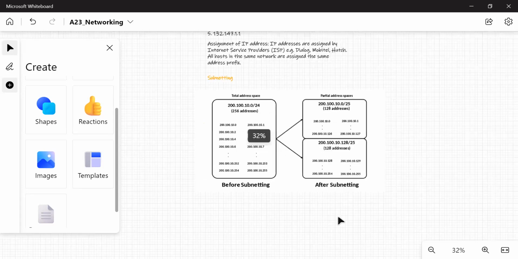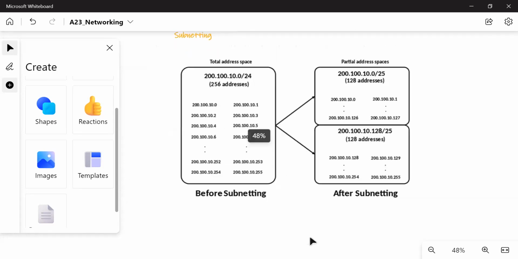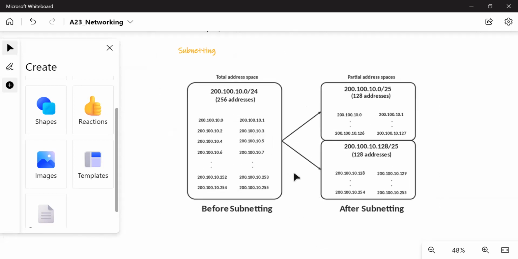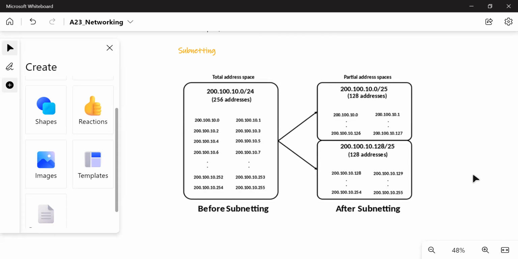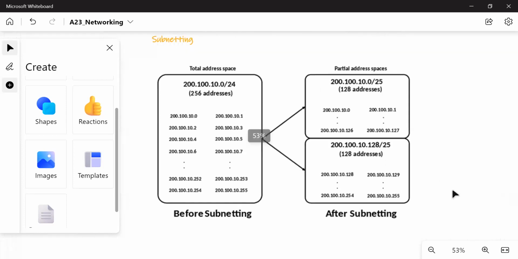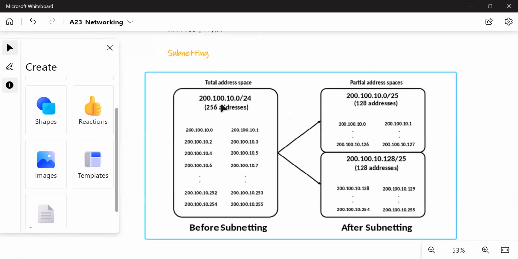So let's say we have a network. Now, when we talk about networks, one thing you need to remember is that we have an IP address, and then we have a range of IP addresses. So let's say we are given this range. Let's say the IP address allocated for the network is 200.100.10.0, right?